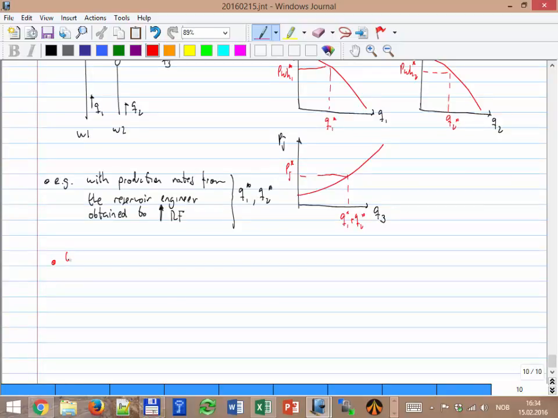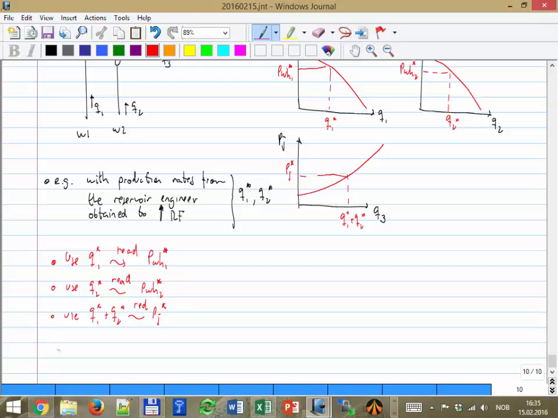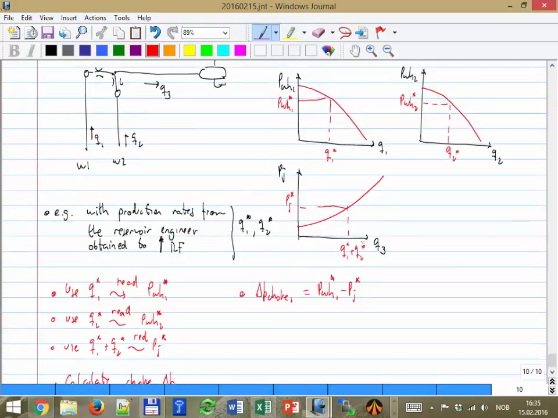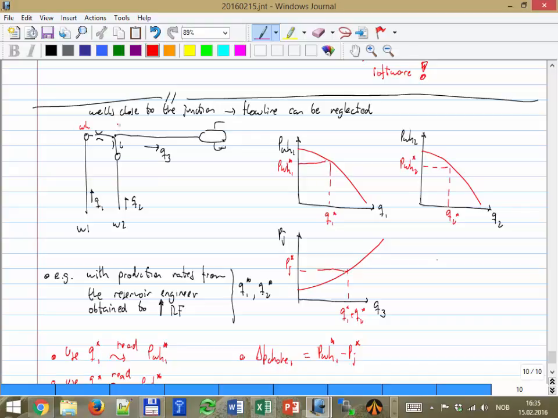So let's put here the steps. Use Q1 and compute, or read, in our case, read P wellhead 1, use Q2, P wellhead 2, and use Q1 plus Q2, read PJ star, and then I calculate choke delta P, okay? Here I say delta P choke 1, how is it? P wellhead 1 minus P junction star. They are very close, so we can assume almost all of them are at the same point, okay? The only thing separating the wellhead from the junction is the choke, the only thing.